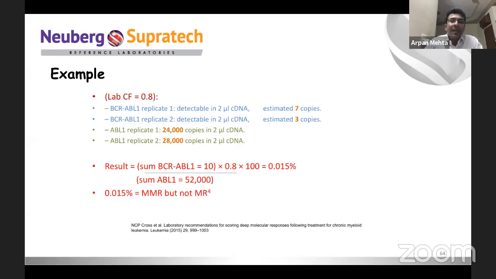So this case has reached MMR, that is, it is less than 0.1%, but has not reached 0.01%. So it is not MR4. It is somewhere between MMR and MR4.